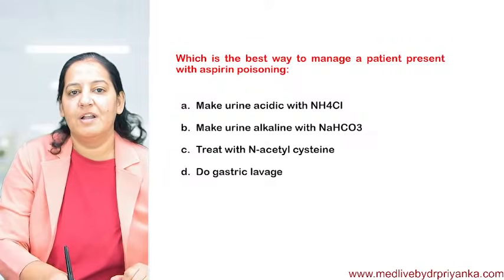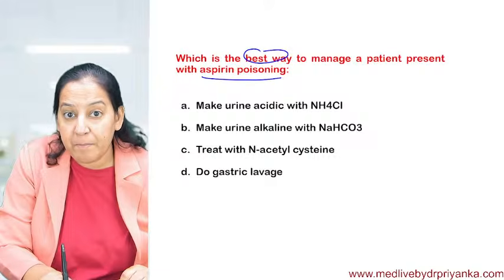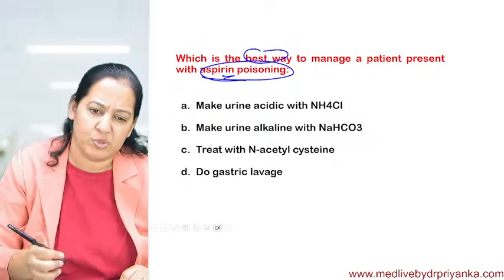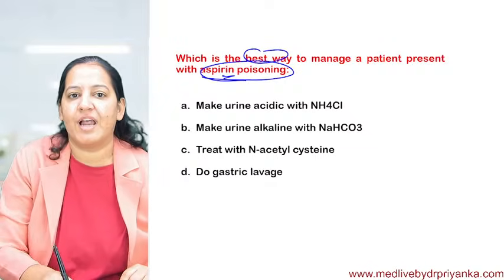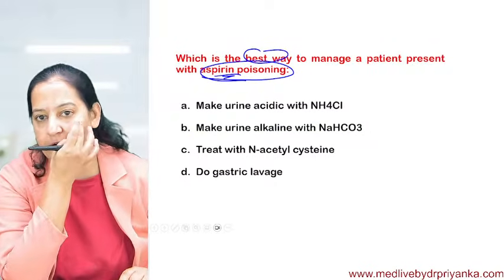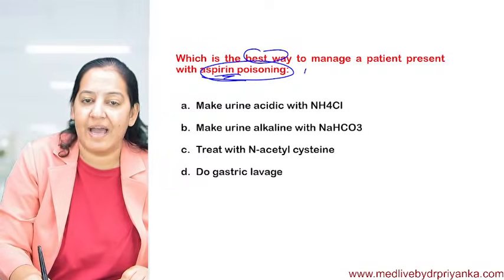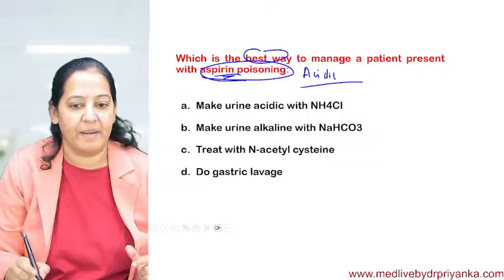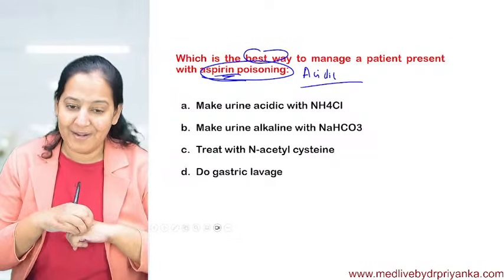Next question. What is the best way to manage a patient of aspirin poisoning? The patient has taken 100 tablets of aspirin to commit suicide. It's a poisoning case. You want to save the patient? First tell me, is aspirin an acidic drug or a basic drug? Aspirin is acidic, for your knowledge, and you should learn it. Atropine is a basic drug.